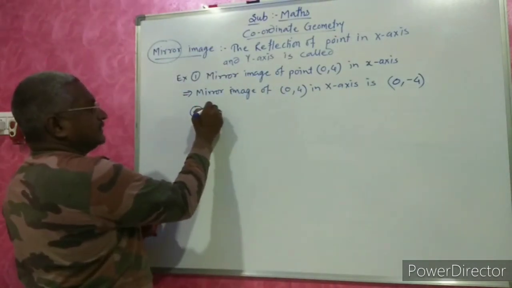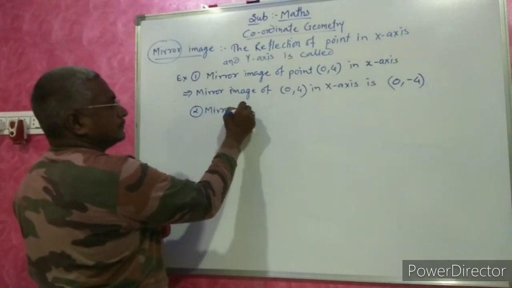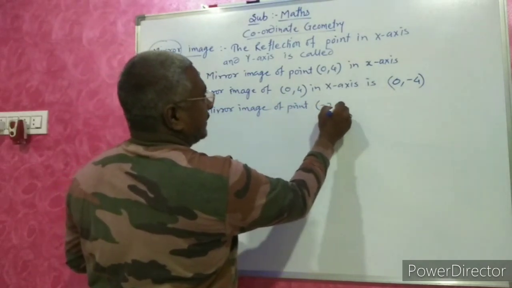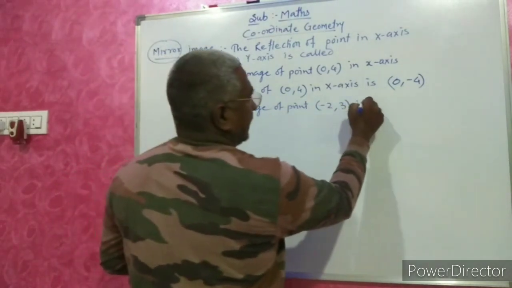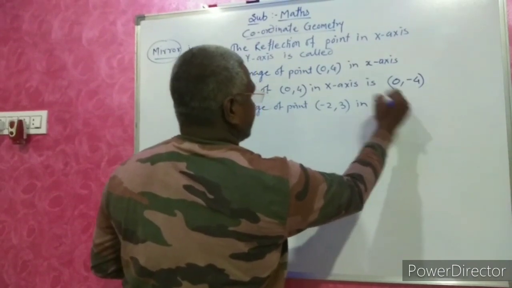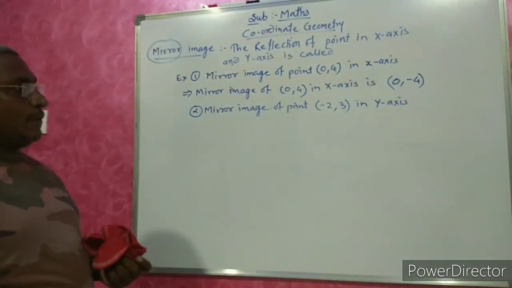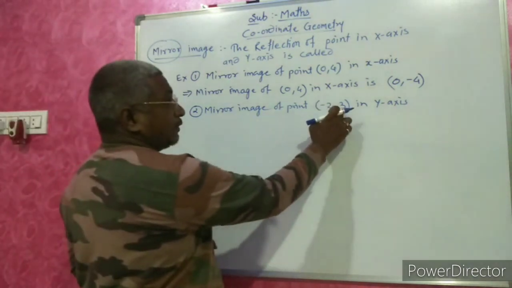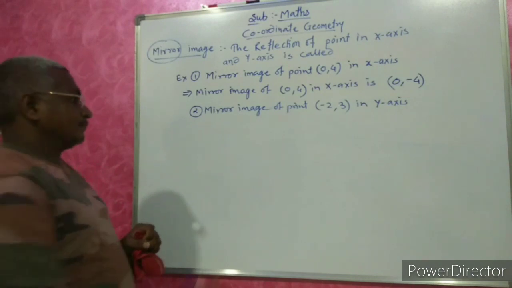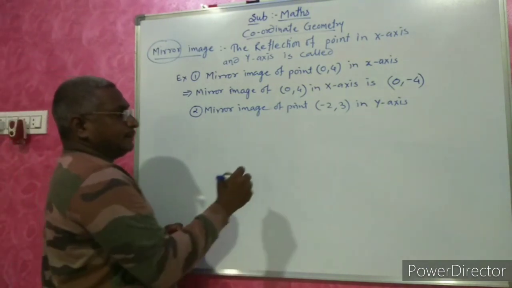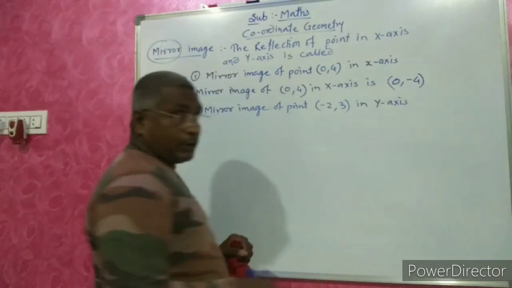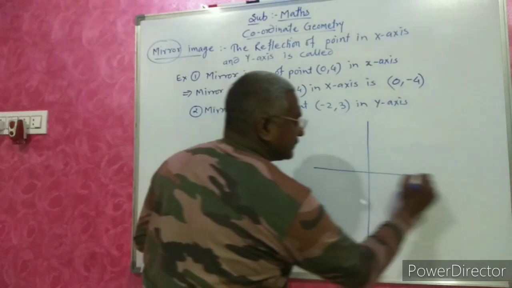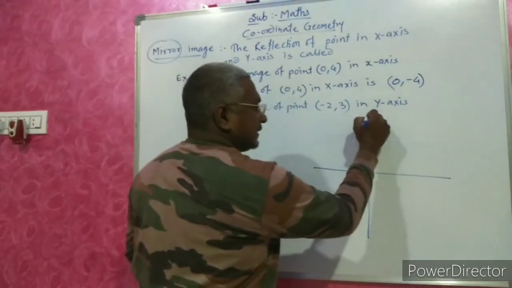Now, the mirror image of point (-2, 3) in the y-axis. What is that? The y-axis means the y coordinate stays the same. Without plotting, I will explain with this figure, so you will understand clearly.